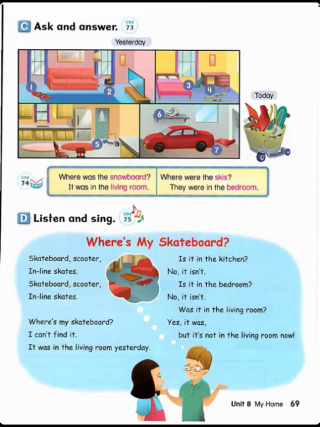Page 69. Drum track. Where was the snowboard? It was in the living room. Where were the skis? They were in the bedroom. Where was the snowboard? It was in the living room. Where were the inline skates? They were in the living room. Where was the skateboard? It was in the bedroom. Where were the skis? They were in the bedroom. Where was the scooter? It was in the kitchen. Where were the ice skates? They were in the garage. Where was the sled? It was in the garage.